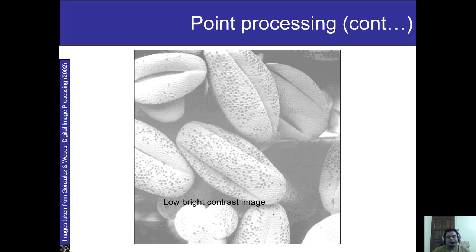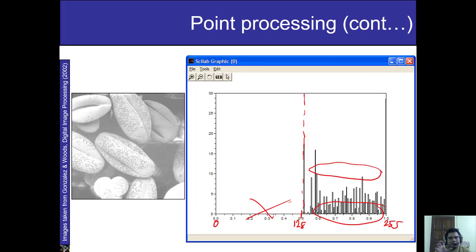So by having a histogram of each image, it actually double confirms your answer, or your classification, whether it's a high contrast or low contrast, and if low contrast, whether it belongs to a low contrast bright image or a low contrast dark image.